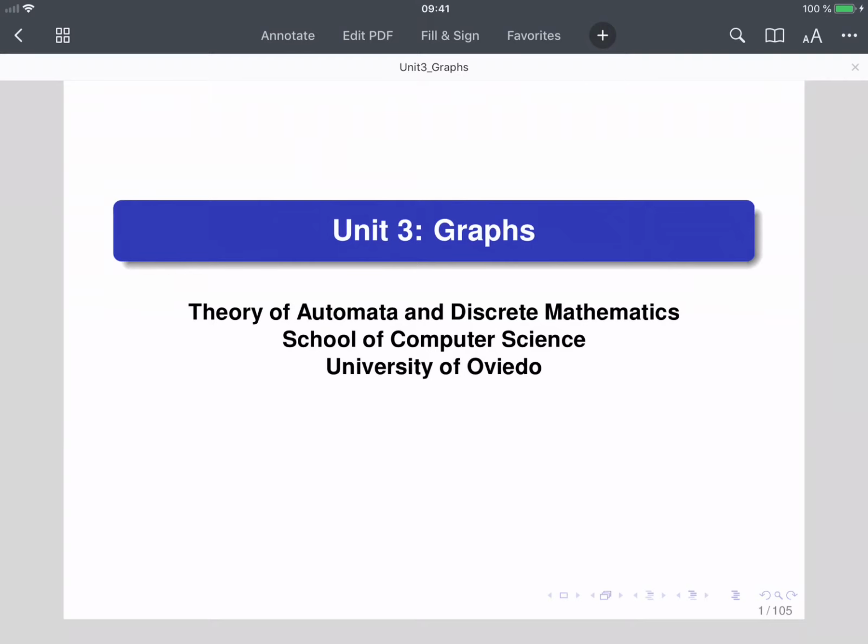Hi everybody, this is the first lecture on Unit 3 of this course, and as you know, the name of the course is Theory of Automata and Discrete Mathematics. So far in Units 1 and 2 we've been dealing with the Theory of Automata part. We've used machines, automata, to work with formal languages. We use automata to perform lexical analysis and syntactical analysis, which are two of the phases that we need to perform in order to execute programs in our computers.